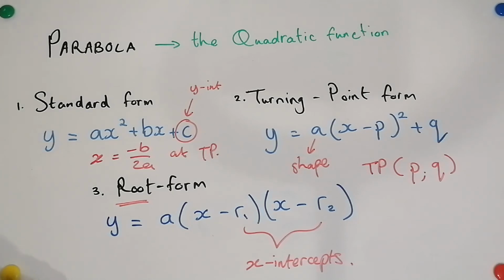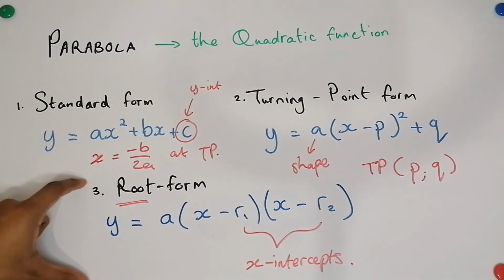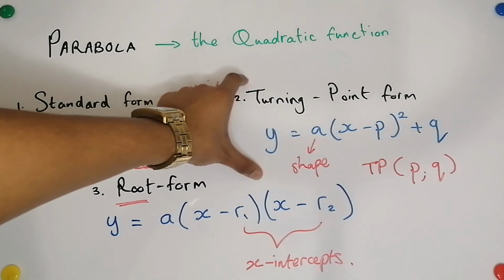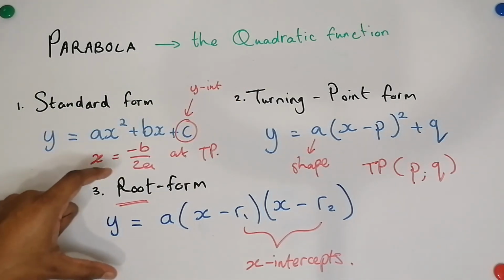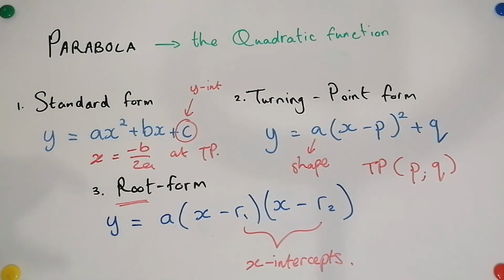Cool. Now, normally they would give you the equation in the standard form, but sometimes you'd have to find the equation, and that's why I've taught you these two forms as well. Because if you're given the turning point, you can use this form. If you're given the x-intercepts, you can use this form. And it's just shortcuts to get to the answer much quicker. Yeah, and that's it.